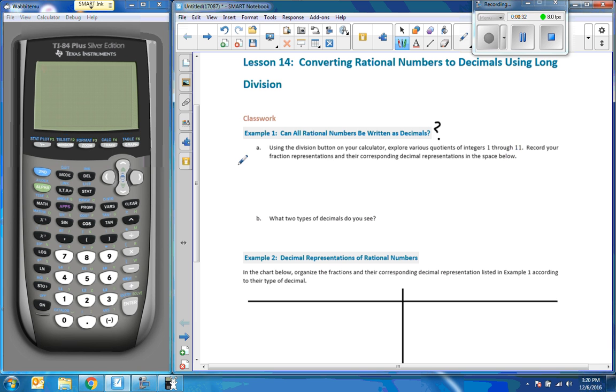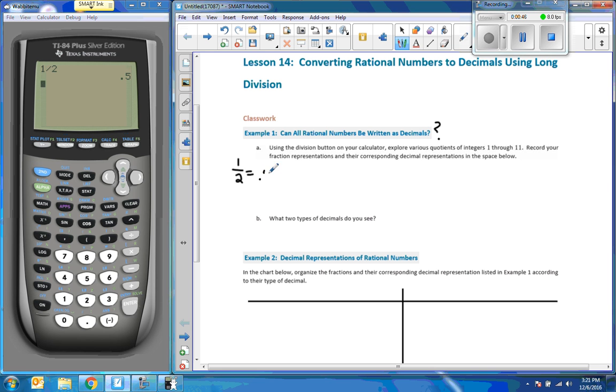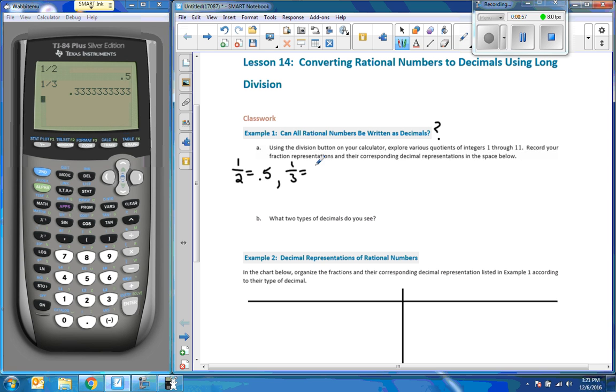So all I'm going to do is divide 1 by every integer. I'm not going to do 1 times 1, obviously that is just 1. If I divide 1 by 2, enter, I get 0.5. If I divide 1 by 3, enter, I'm going to get a decimal point, 3333333 repeating forever and ever and ever, so I'm going to stop right there.